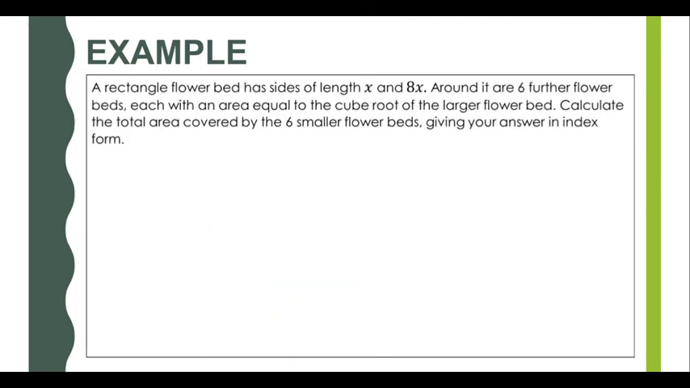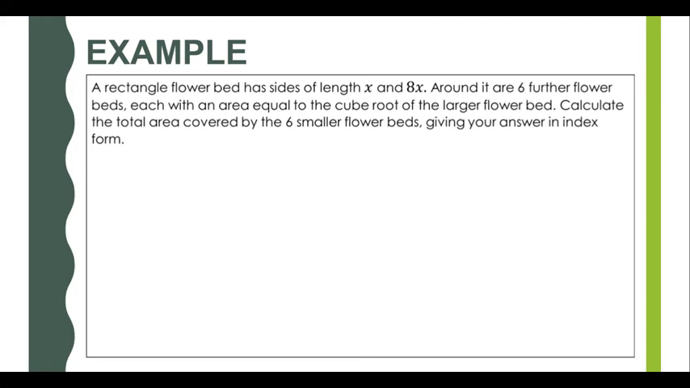We can use the rules we've learnt to solve more complicated problems. So if we have a look at this question, the first piece of important information is that a flower bed has sides of length x and 8x. We're also told that there are 6 flower beds around it, each with an area equal to the cube root of the large flower bed. And we're asked to find the total area.